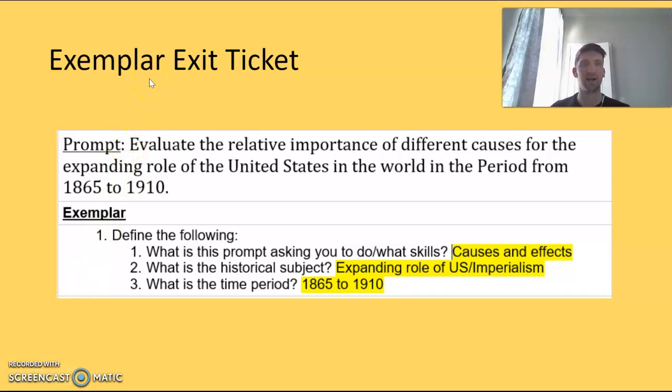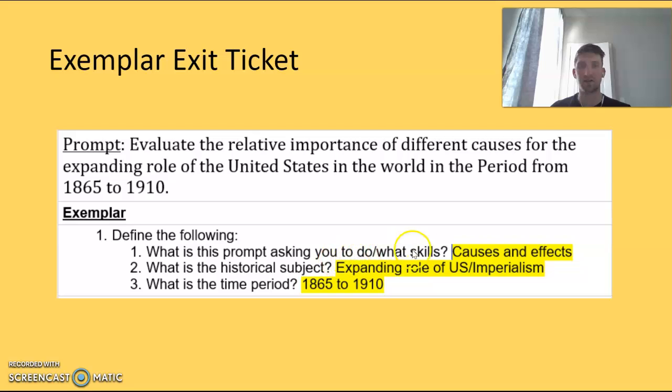So, as a quick example of this, guys, here is a prompt. This is what you're going to do for your exit ticket. Evaluate the relative importance of different causes for the expanding role of the United States in the world in the period from 1865 to 1910. So, here's my exemplar of what you guys need to do for your exit ticket.